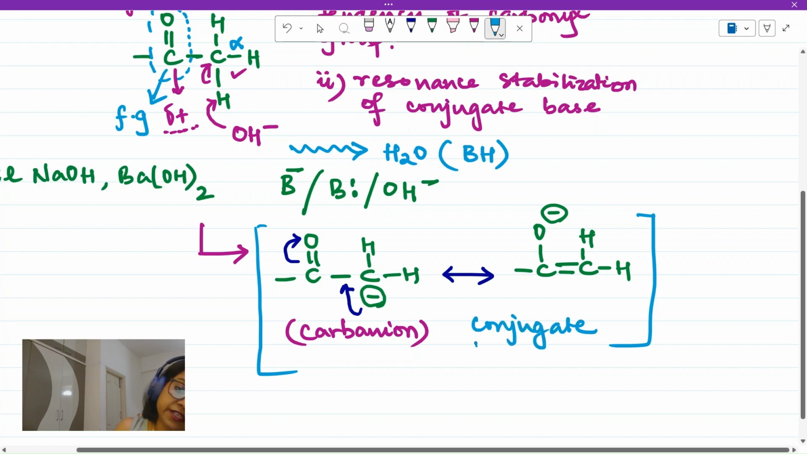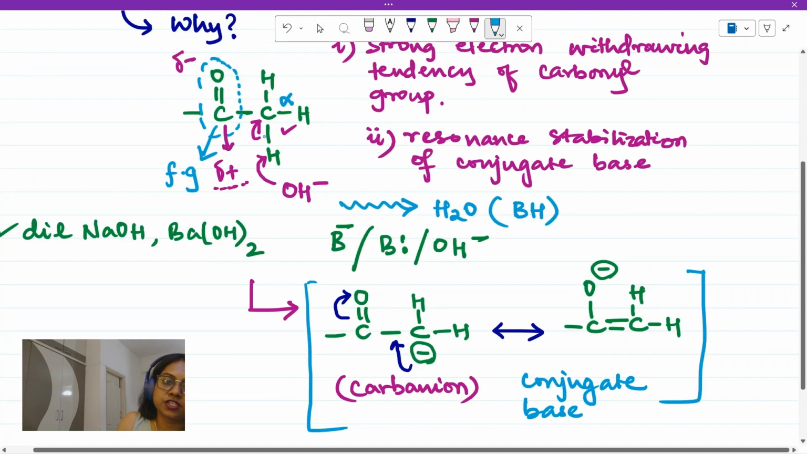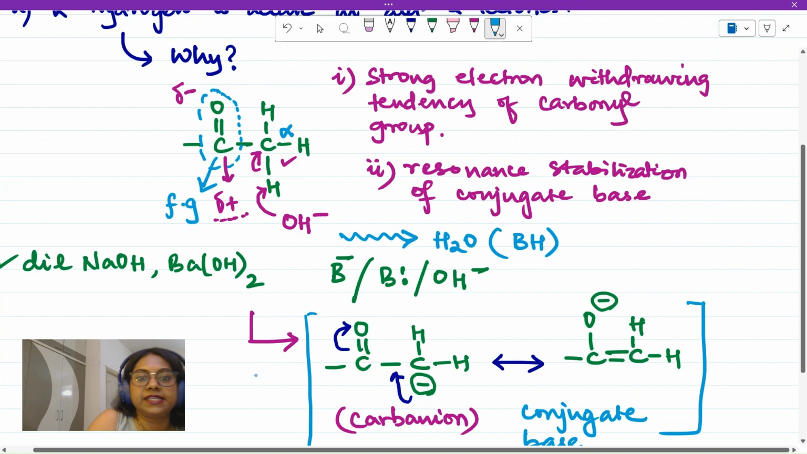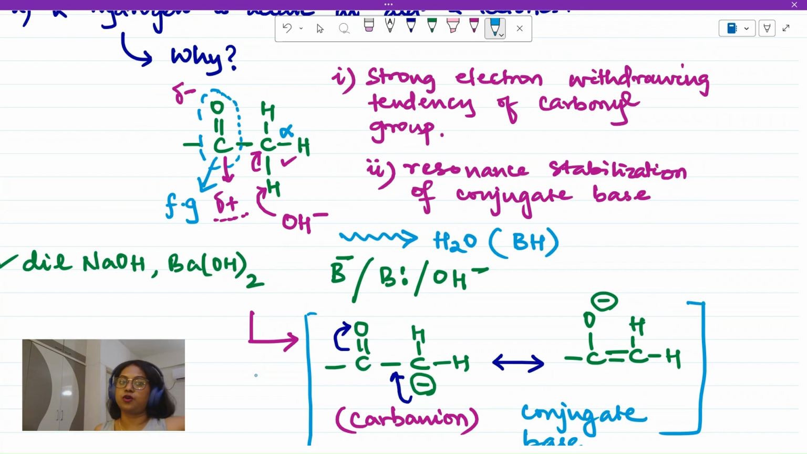So now you have resonance stabilization of the conjugate base. What essentially is a conjugate base? When an acid loses H plus, whatever is left of that is called a conjugate base, if you remember 11th standard. So these are the two basic points why the alpha hydrogen in aldehydes and ketones is acidic: one, the strong electron withdrawing group of the carbonyl, and another, resonance stabilization of the conjugate base. I hope this is clear.